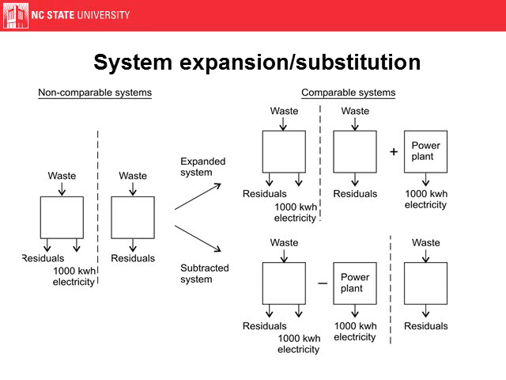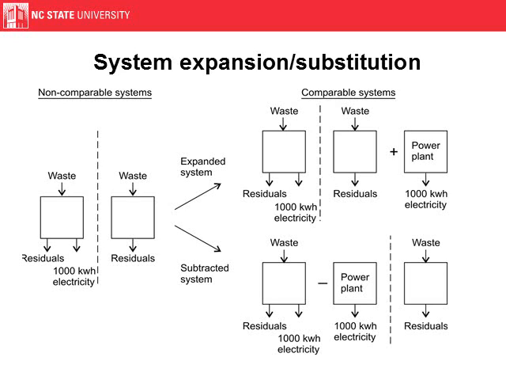When we define our system boundaries, we also have this concept of system expansion or substitution that is essential for solid waste processes. If you look at the non-comparable systems on the left, we have a waste facility that produces some residual as well as 1,000 kilowatt hours of electricity. We can't compare that directly to a facility that just takes waste and produces residuals. We need to expand our system boundaries because there's that added benefit: we made 1,000 kilowatt hours of electricity, so we should get some sort of benefit associated with that.